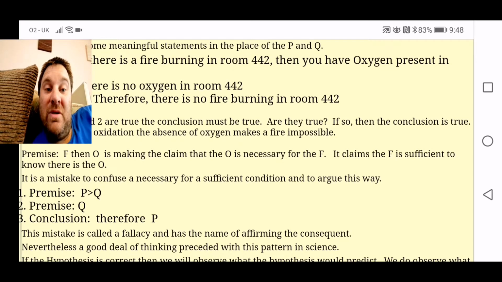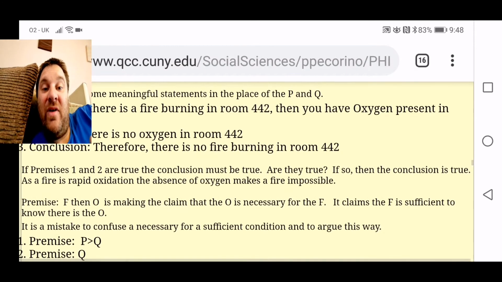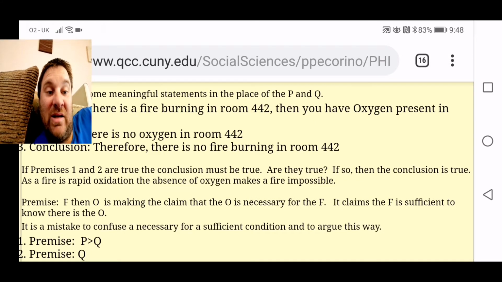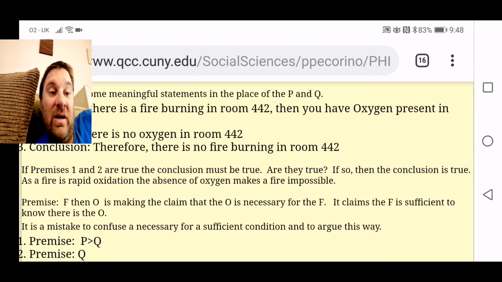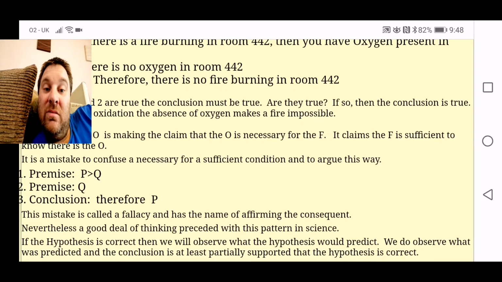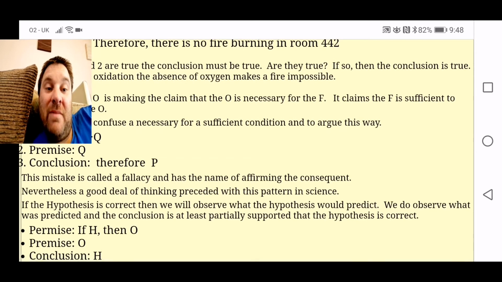Premise: if F, then O is making the claim that the O is necessary for the F. So it's saying, well, let's just say if F, then fire, then air. So if F then A is making the claim that air is necessary for the fire. It claims the fire is sufficient to know there is the air. It is a mistake to confuse a necessary for a sufficient condition and to argue this way. Premise: if P, then Q. Premise: Q. Conclusion: therefore P. This mistake is called a fallacy and has the name of affirming the consequent.